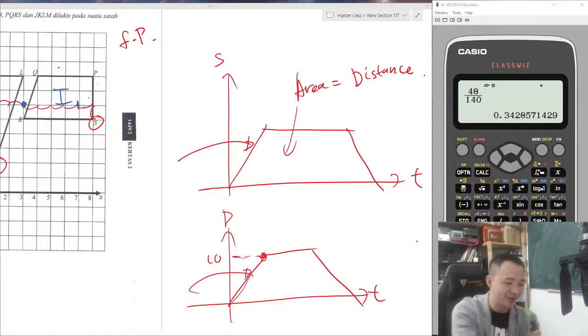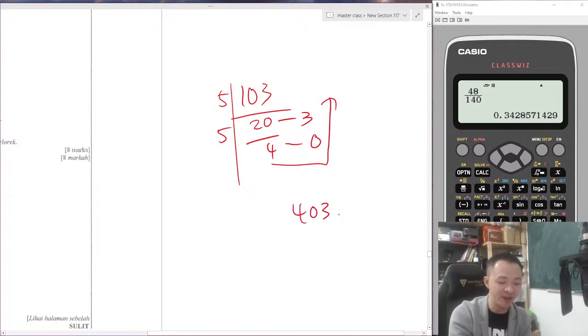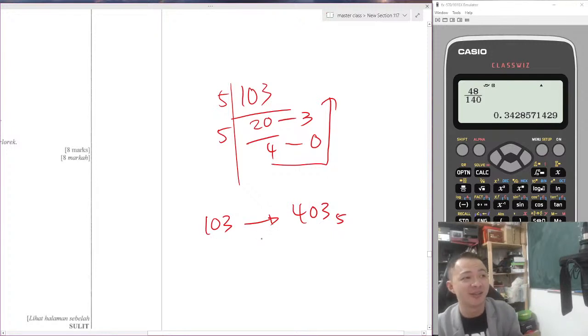If you want to change to base 5, this one is very easy. Let's say I have 103 in base 10, and I want to change it into base 5. I just divide by 5. 103 divided by 5 is 20, remainder 3. Divide by 5 again, I get 4, remainder 0. And then I read it like this: 403 base 5. So to convert 103 to base 5, you just divide like this, then you can easily get base 5. Because base 5 is the only base number where you cannot use a calculator. You must do it manually.